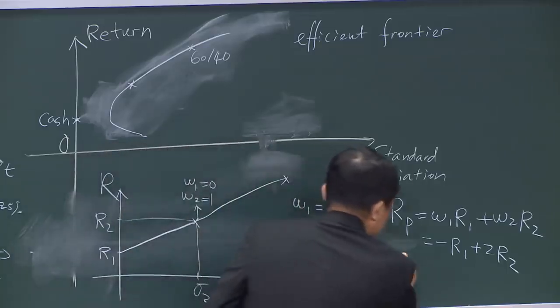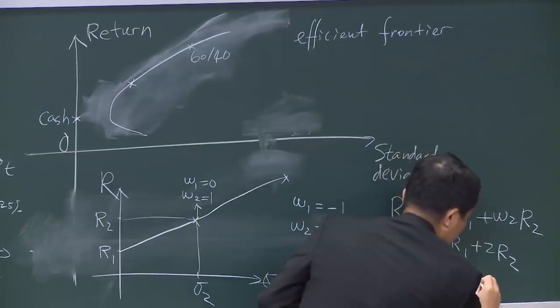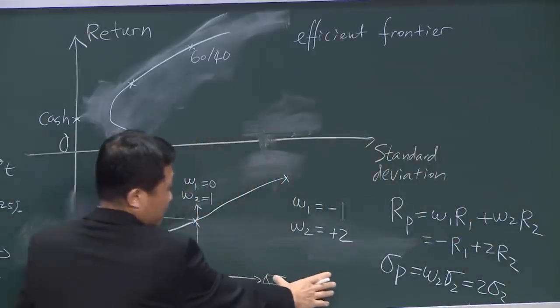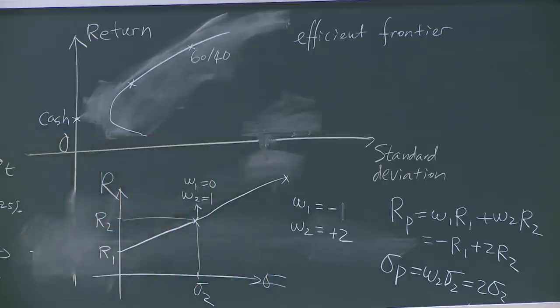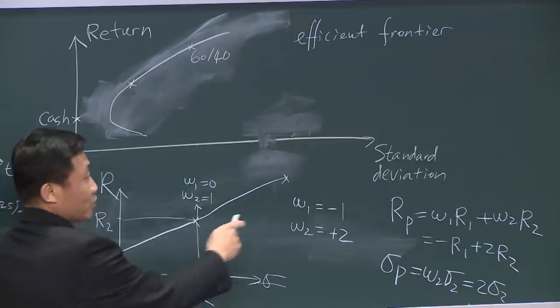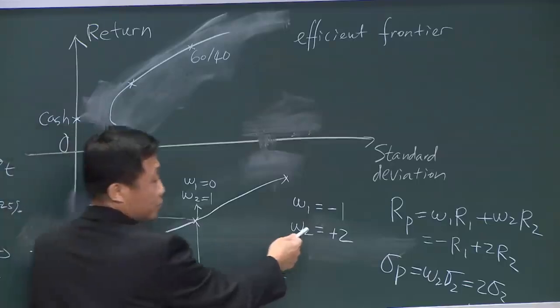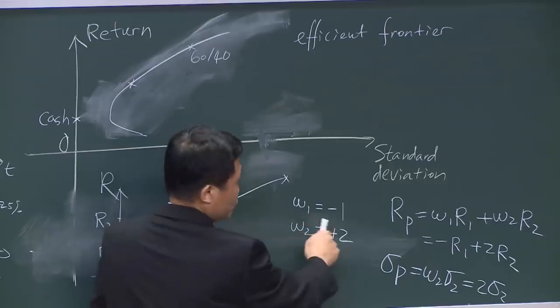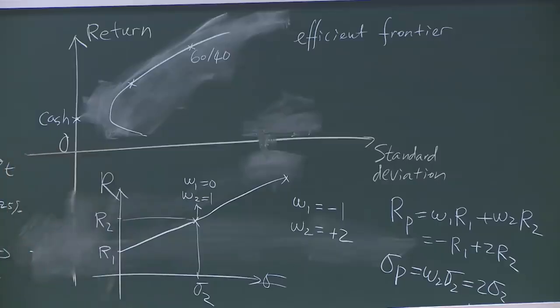As we did before, right? So sigma p simply equal to W2 sigma 2. So in this case, it's 2 sigma 2. So you're 2 times as risky as the asset 2. So this introduces the concept of leverage. Whenever you go short, you introduce leverage. On your balance sheet, you have 2 times of asset 2. You also short one of the other instrument, right? So that's your liability. So your net is still 1.